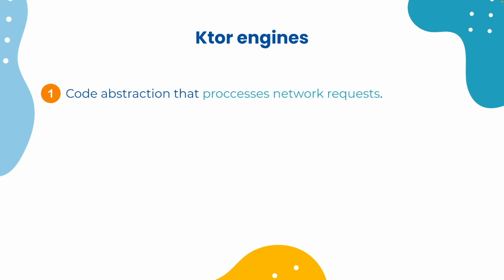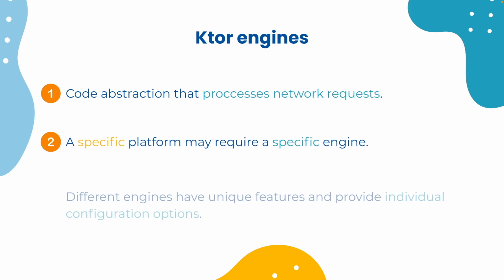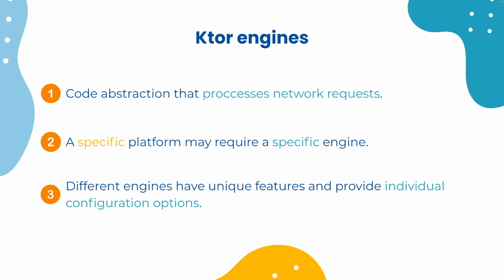Alright, let's dive in. First of all, what is an engine? In Ktor, an engine is an abstraction that is responsible for processing network requests. It's a piece of code that Ktor will invoke when it delegates request processing. Another important point about engines is that a specific platform may require a specific engine. Each platform is unique and they have their own way of handling network requests. That's why we need separate engines. And finally, each engine might have features which are unique to that platform, and it will also provide configuration options that other engines might not have.